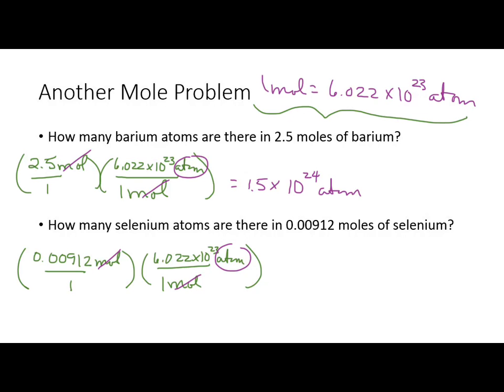With the 0.00912, the only significant digits are the last 3 digits. We said 3, so I got 5.49 times 10 to the, now don't forget that part, times 10 to the 21st.